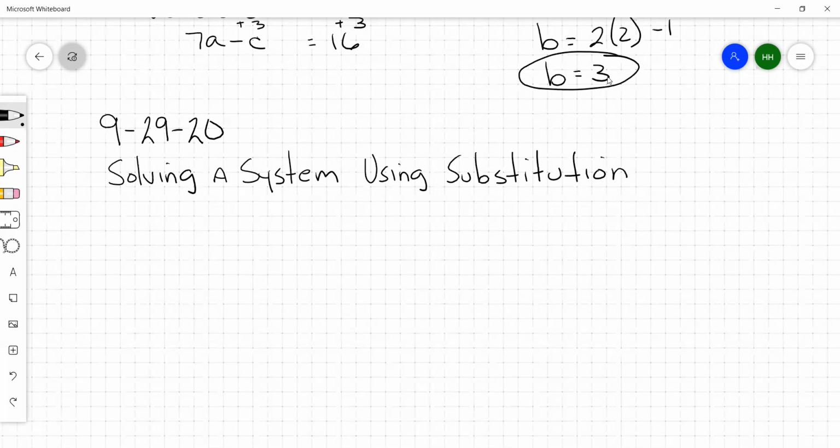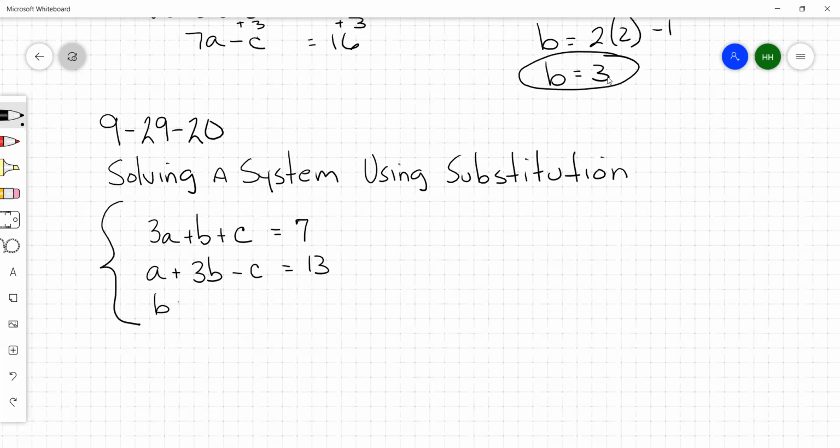All right, so I just want to show you an example of how you can use substitution to solve one of these systems. So let's say we got 3a plus b plus c equal to 7. We got a plus 3b minus c equals 13. And then we got b equal to 2a minus 1. All right, and here we're going to number our equations again.